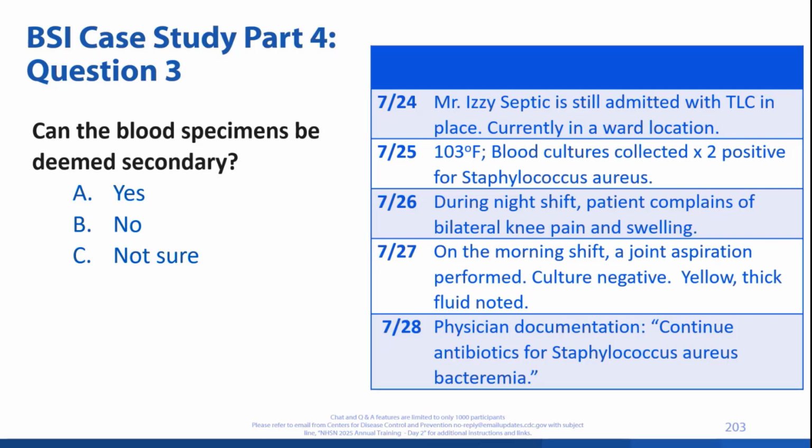Question 3, can the blood specimens be deemed secondary? A for yes, B for no, C for not sure.